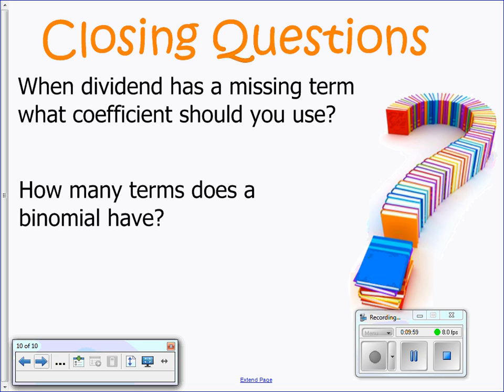When the dividend has a missing term, what coefficient should you use? You should use 0. How many terms does a binomial have? 2.